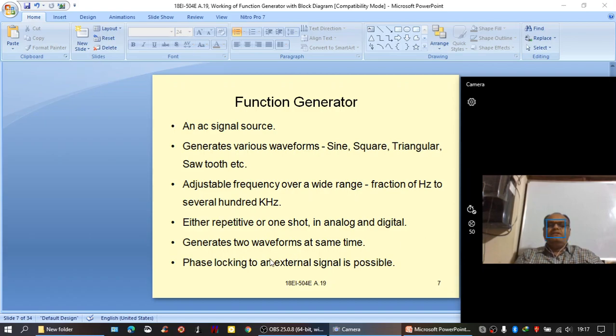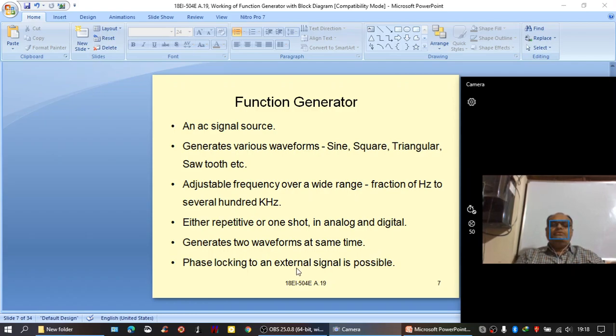And a function generator produces two waveforms at the same time. Not only two, it can be made to produce three waveforms at a time, that is sinusoidal, triangular, and square wave.